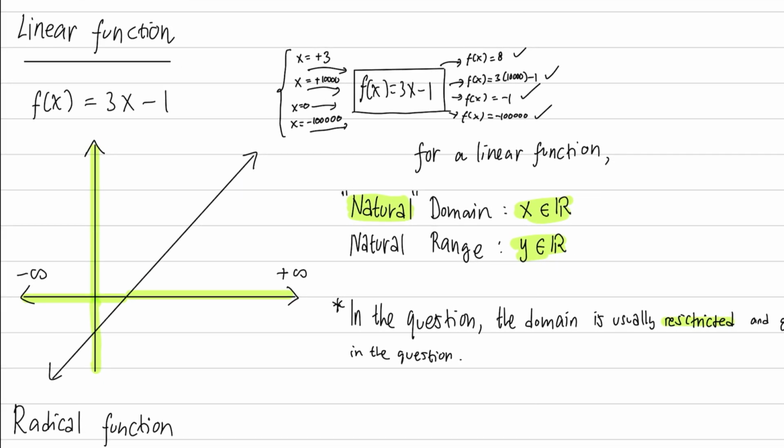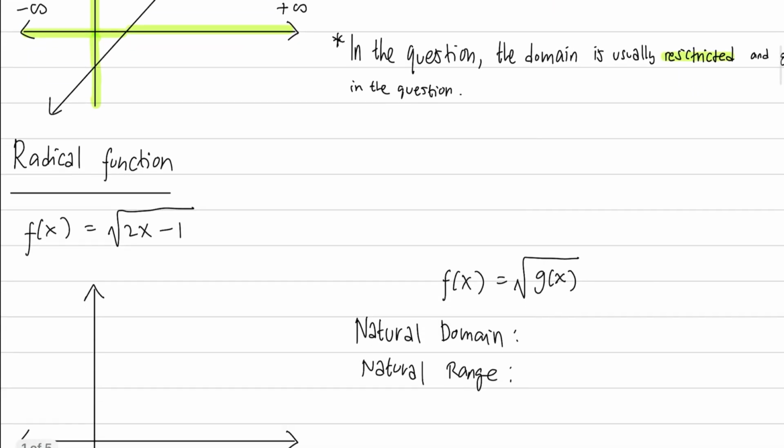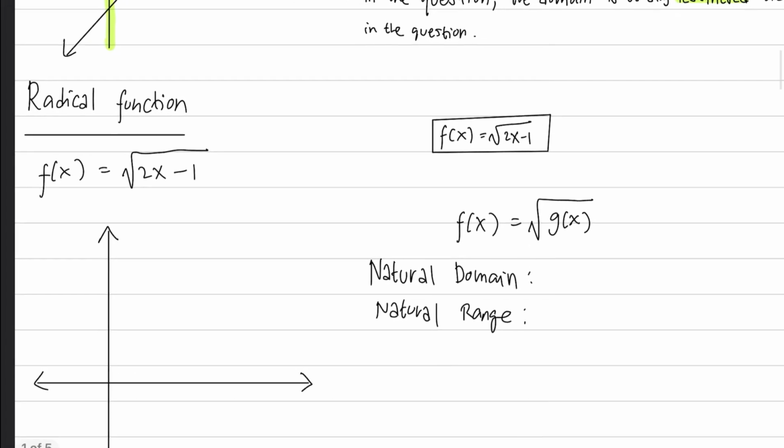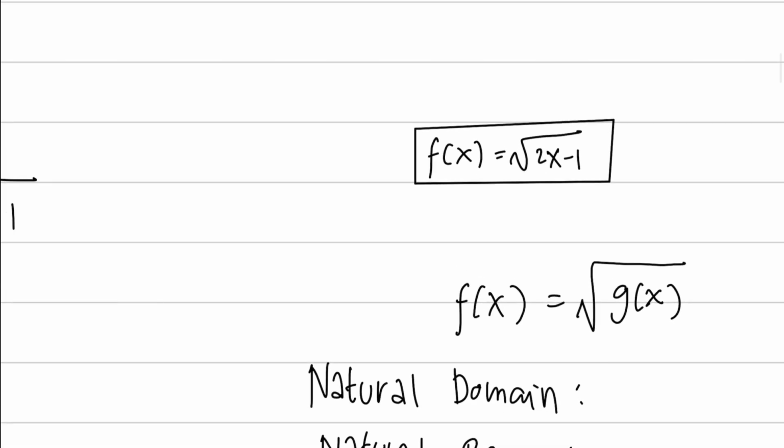Okay, now let's look at the radical function. A radical function is just a function with a square root. For example, I have f(x) = √(2x - 1). Let's think about all the values that we can put into our function. Imagine this is the function, the machine, and we think about what values we can put into it.